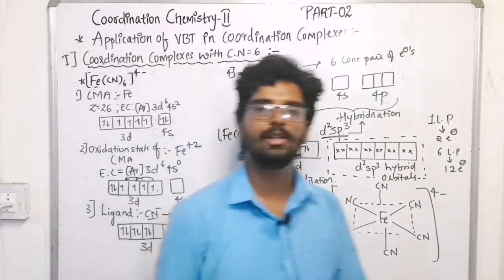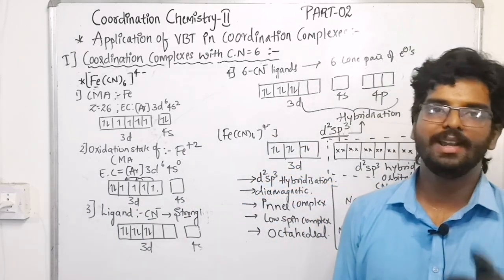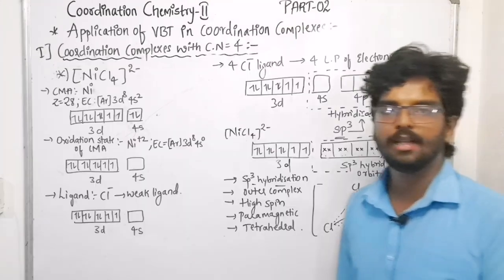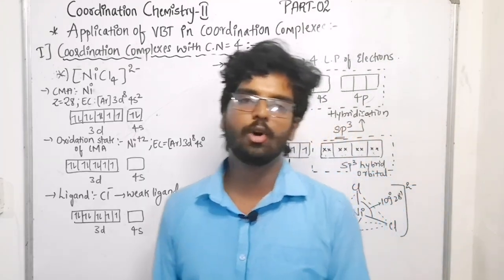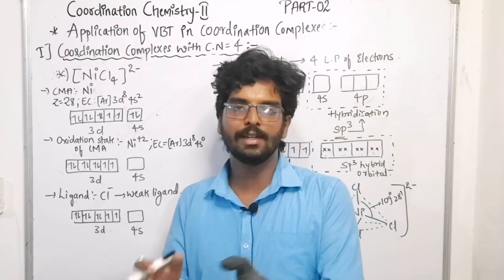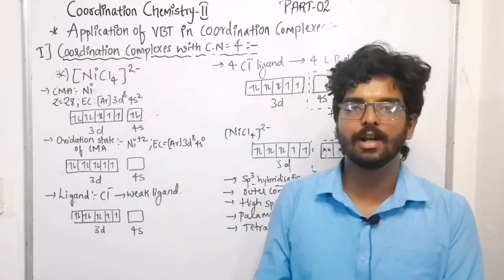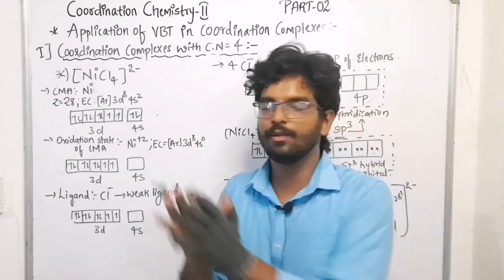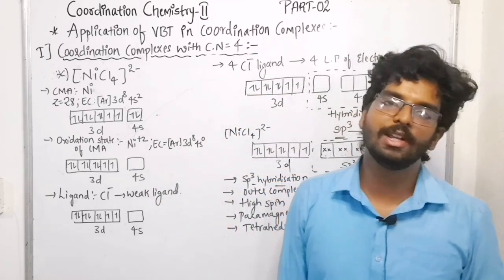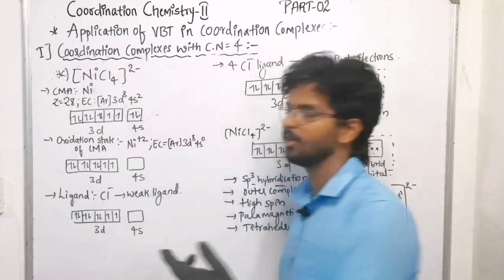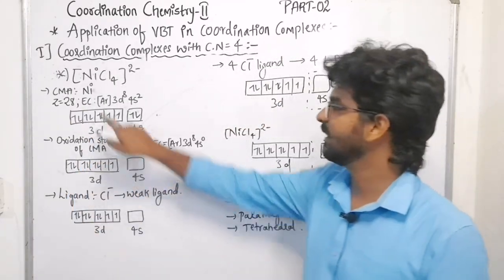Okay. Now let us solve a complex with coordination number 4. The same thing we need to apply for that also. Apply the VBT for the coordination complex having coordination number 4. What we have discussed earlier for the Fe(CN)6 4 minus complex ion, in the same systematic way we can apply for the complex which is having coordination number 4. Let us take an example, NiCl4 2 minus. Here the coordination number is 4. See here, again the same thing.